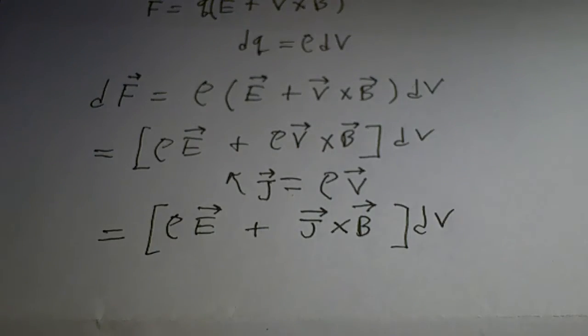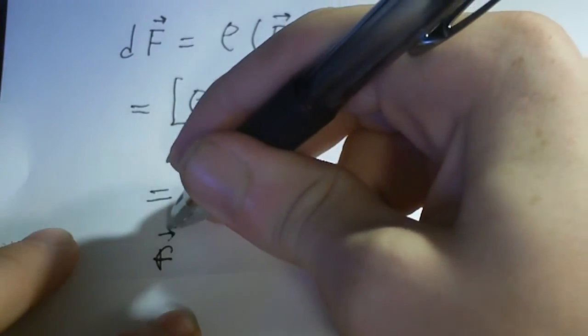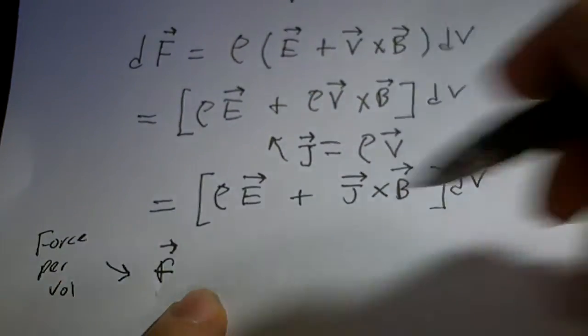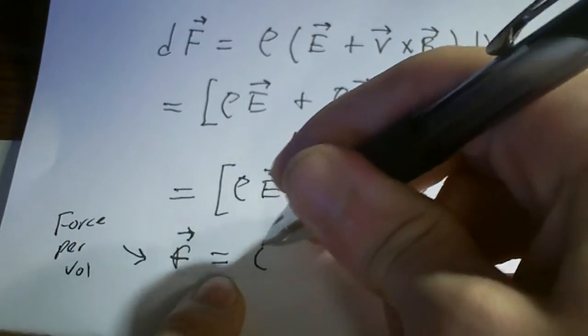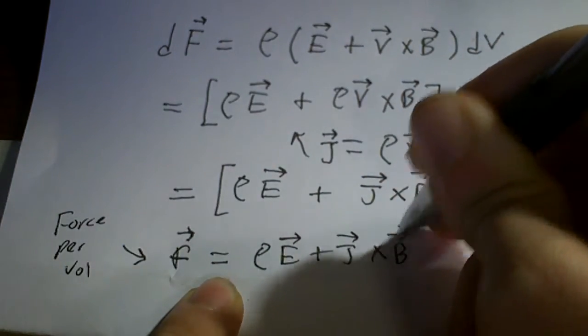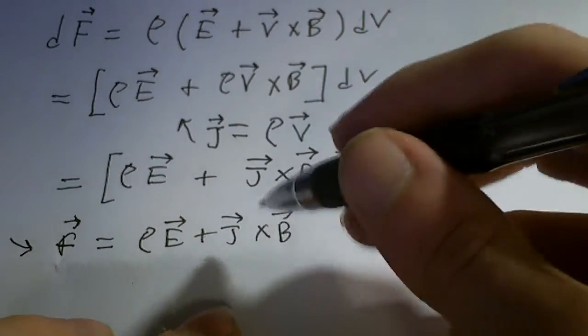Okay. So now I'm going to denote this lowercase f as force per volume. So this is force per volume, so this is basically dF over dV. So essentially, this is rho times the electric field plus J cross B. Now, I can do some substitutions. I want to eliminate the charge density and the current density.